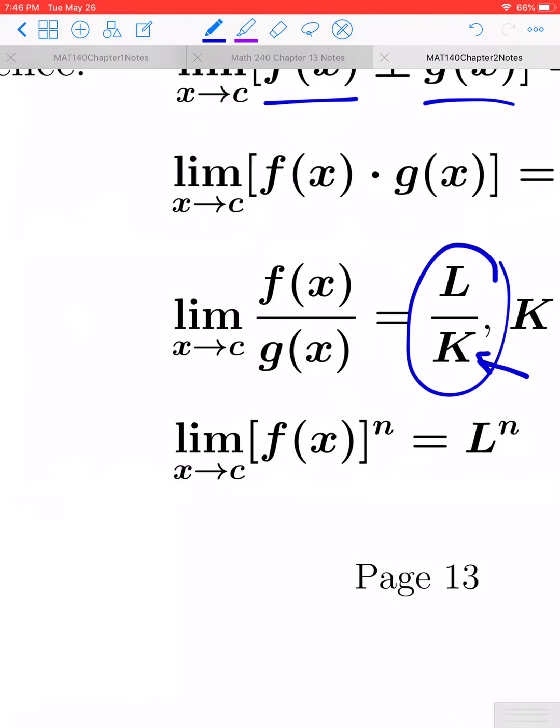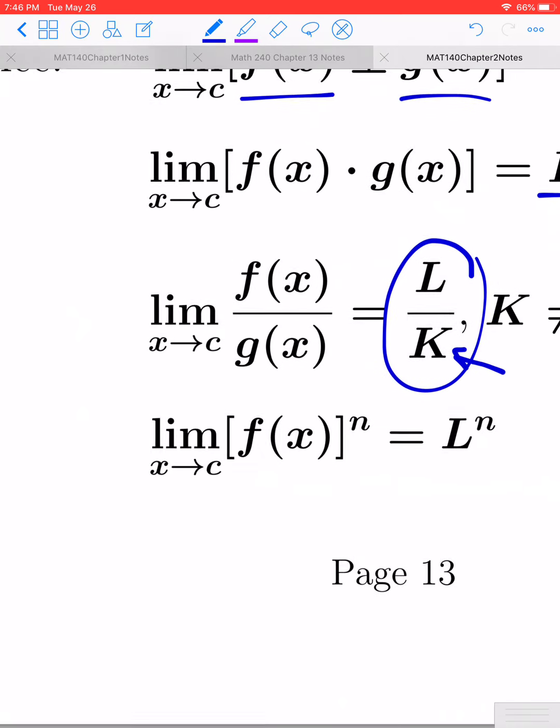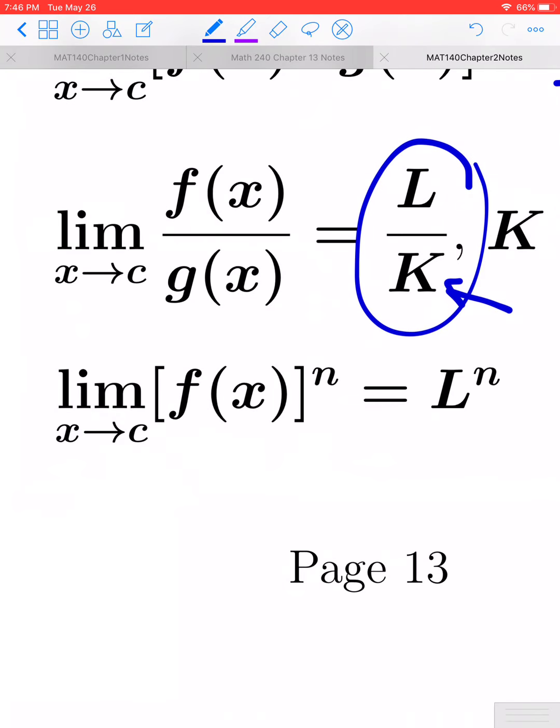And then a generalization of the x to the n we just saw a moment ago, we have the limit rule that says that if you want the limit as x approaches c of some function raised to the nth power, if f of x has a limit as x approaches c, then f of x to the nth power will have a limit, and that limit is going to be L to the n.